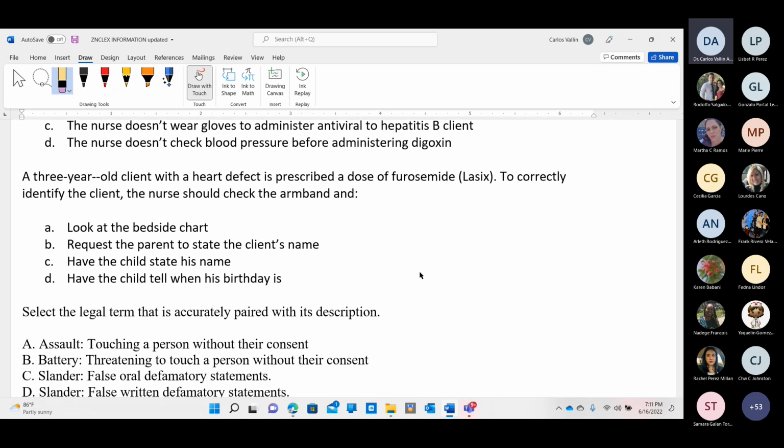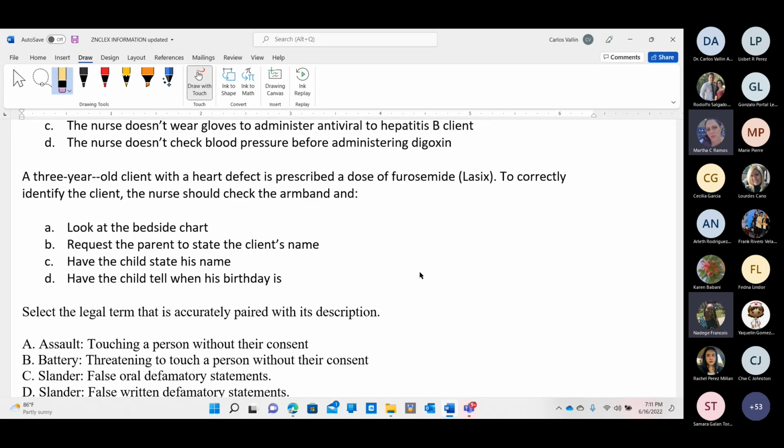Okay, that's it. A 3-year-old client with a heart defect is prescribed a dose of furosemide. To correctly identify the client, the nurse should check the armband and: look at the bedside chart; request the parent to state the client's name; have the child state his name; have the child tell when his birthday is. What do you think is the best answer of this?